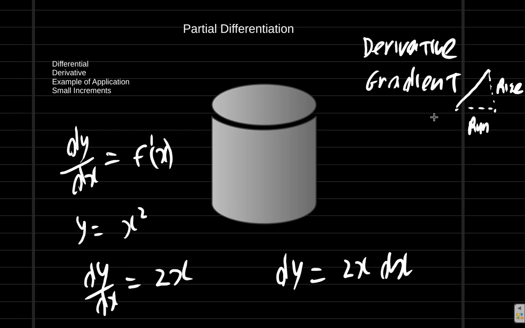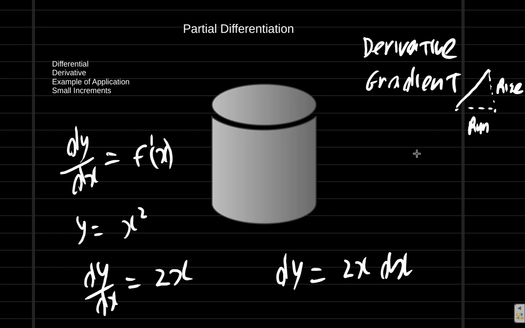That's derivative. Differential is a small change. Dy is a small change in y. How much does it change up or down? Dx is small change in x. How much does it go left or right? Alright? That's the differential and the derivative.